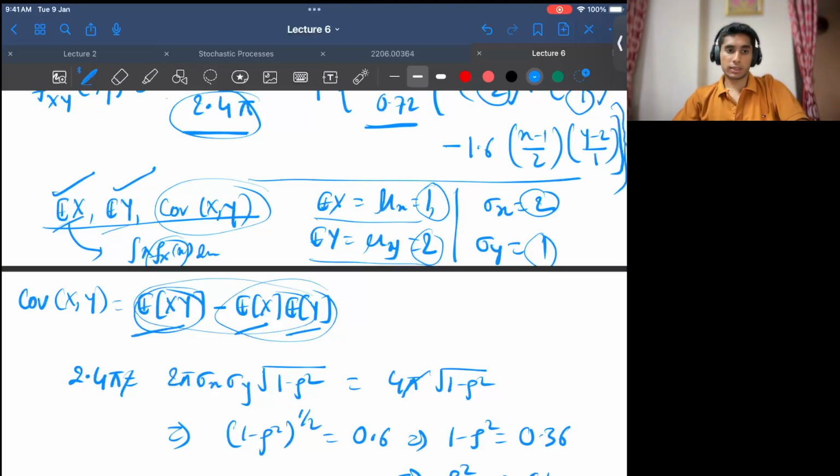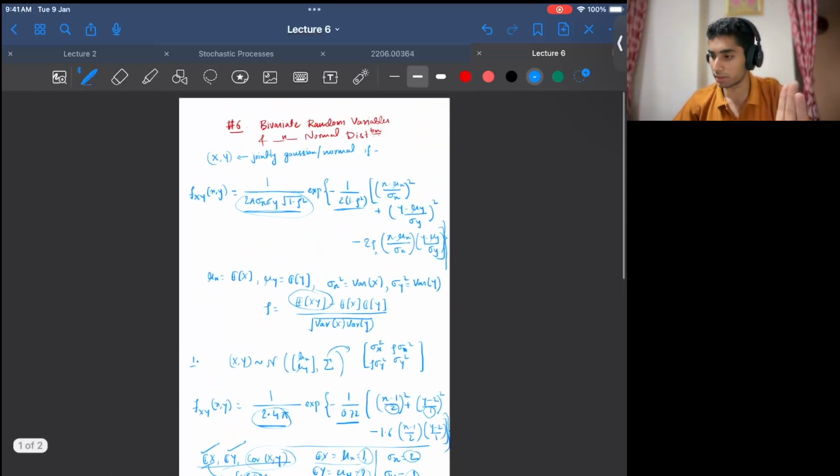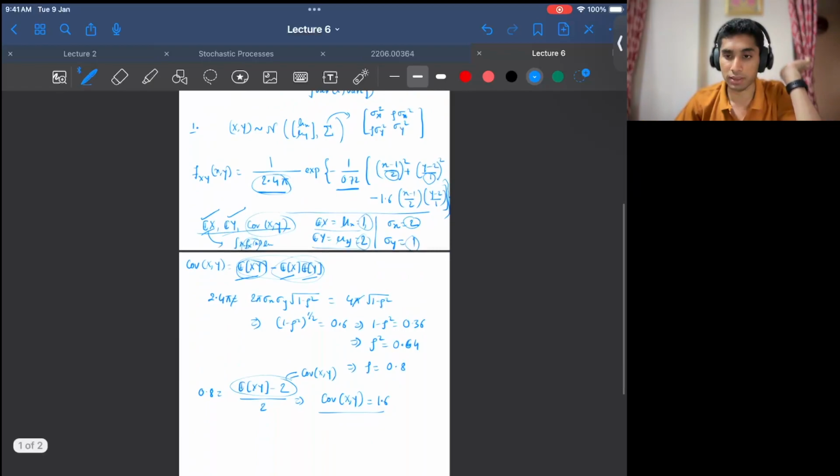Pretty straightforward, just matching. The simplest possible question that can come from bivariate normal distribution is just matching terms. Let me know if there is any question, or I'll move to the next question, right?